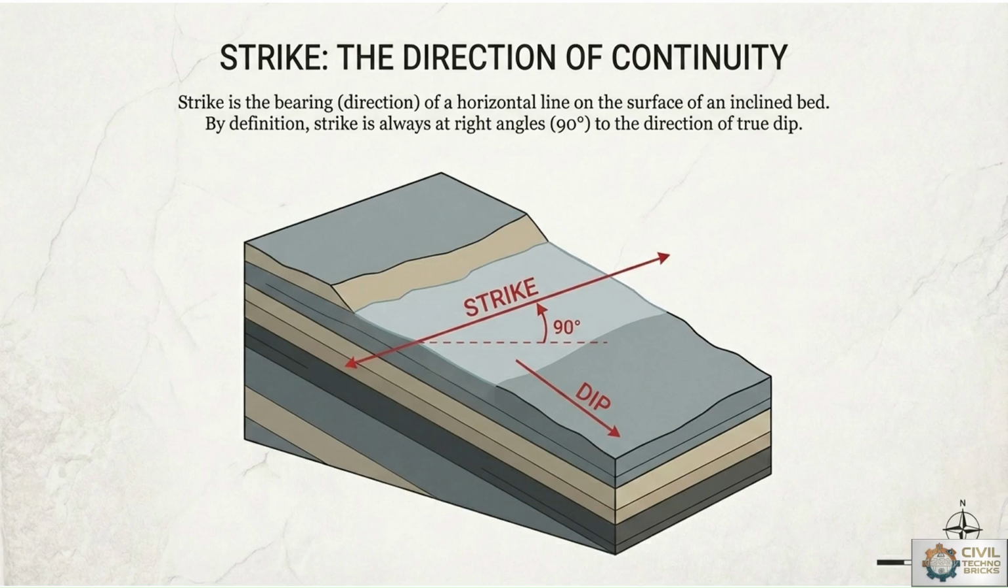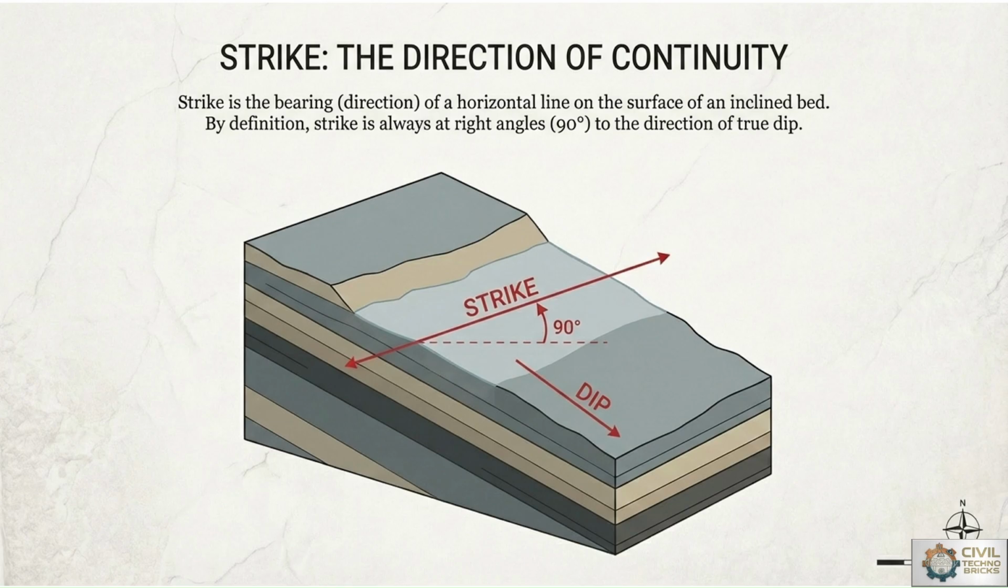The strike, which represents the horizontal direction of a rock layer, is defined as the bearing of a horizontal line on an inclined geological surface. An important point is that the strike always lies at 90 degrees to the direction of true dip. Most important point for competitive exams also, that strike always lies 90 degrees to the direction of true dip.